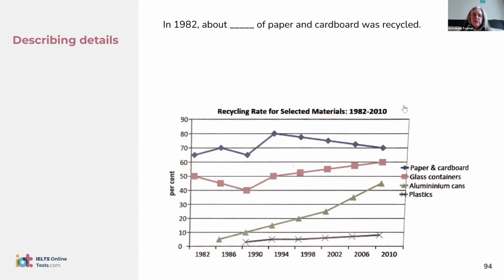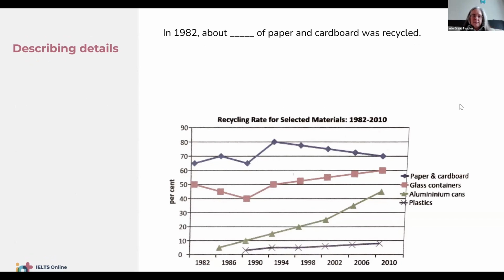Okay, so moving on to the main body next. So remember, this is where we go into the specifics. So there are more gaps for you to complete here. So in 1982, about of all paper and cardboard was recycled. What are your suggestions for this? Have a look at the graph. Tell me what you think.